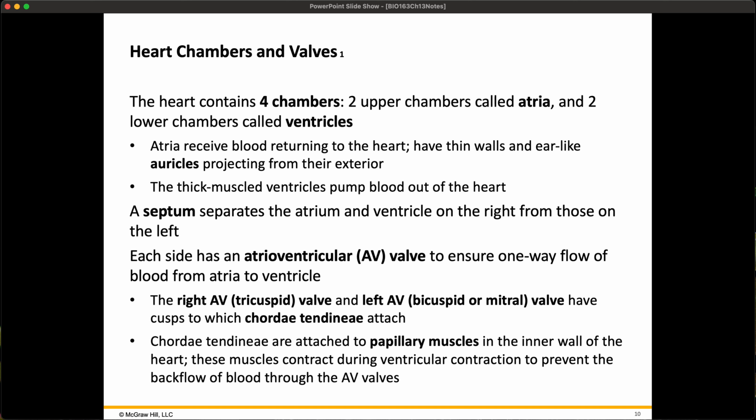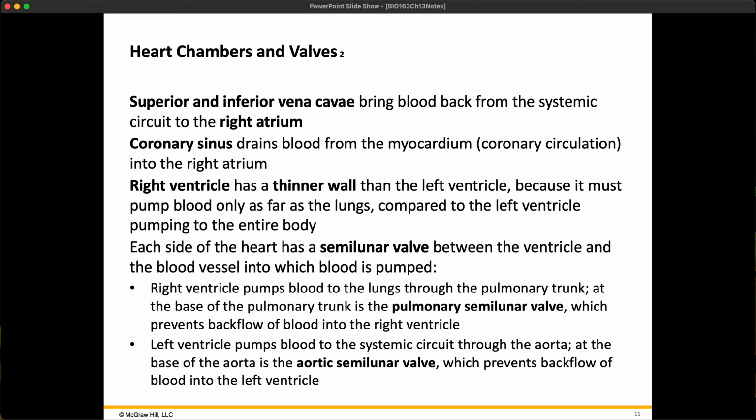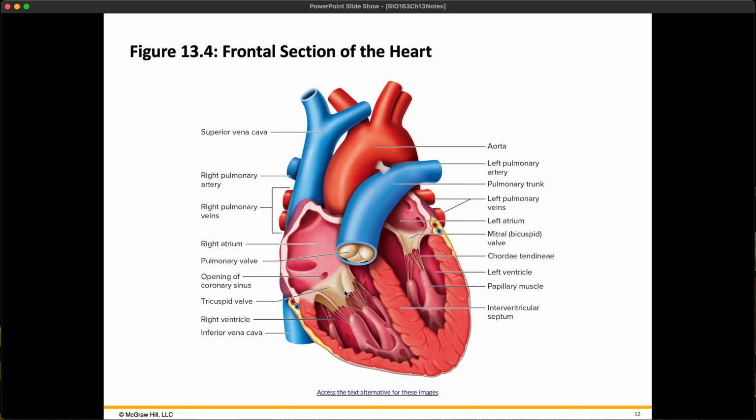So blood is supposed to go from atria to ventricles, so the shape of the cusps allows that to happen very naturally from the atria to the ventricles. But then as the ventricles contract, they're going to be pushing blood. We want it to go out through either the pulmonary or systemic circuits. And so as blood is being pumped, it's going to force these valves closed.